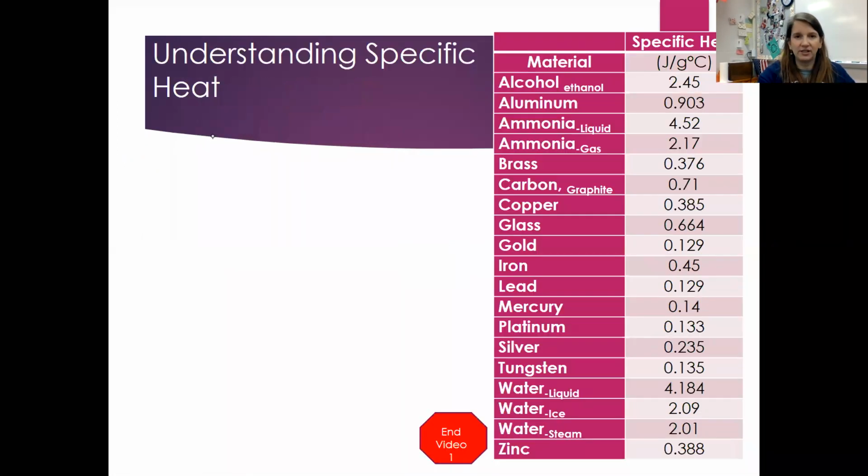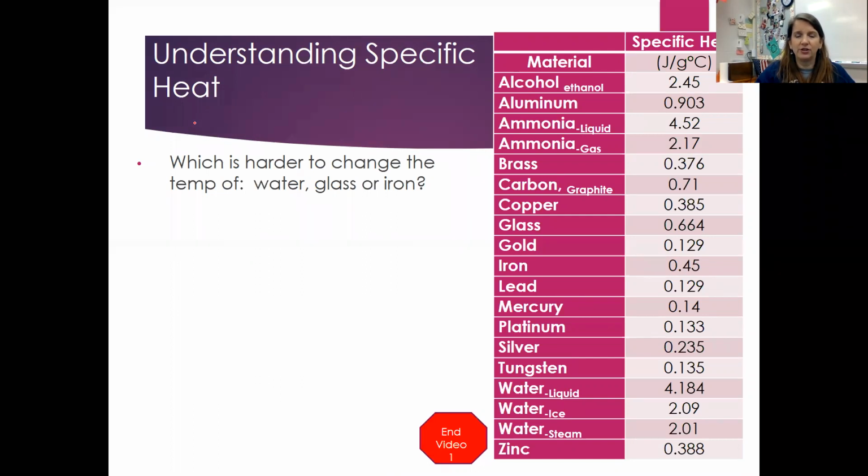So let's see if we can understand some things about specific heat. So first off, which is it harder to change the temperature of: water, glass, or iron? So you're going to look at your chart over here. We're going to find water. Here's water, 4.184. We're going to find glass, 0.664, and iron, 0.45. So which is going to be harder to change the temperature of? Well, it's going to be harder to change the temperature of the water because it has such a higher specific heat than the glass and the iron.